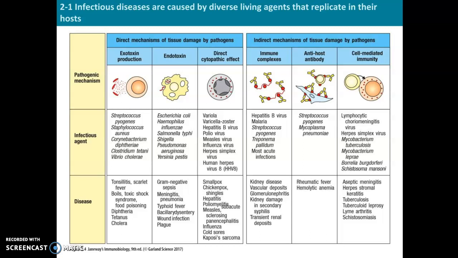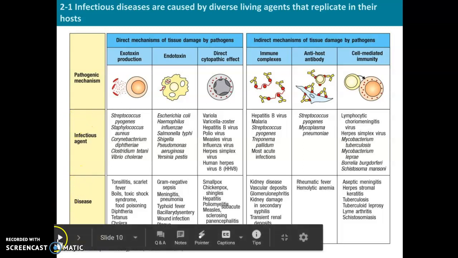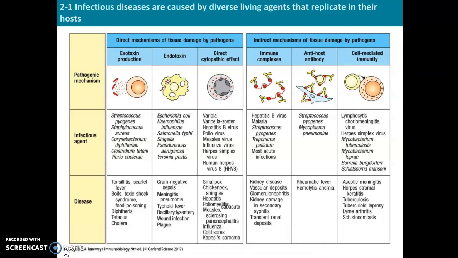Some of the ways that tissue gets damaged is actually by indirect means. So things like causing immune complexes, or anti-host antibodies, where you have things like epitope spreading. We'll talk more about that later, and we'll also talk more about cell-mediated immunity in later chapters. Okay, so move on to the second video of the chapter.